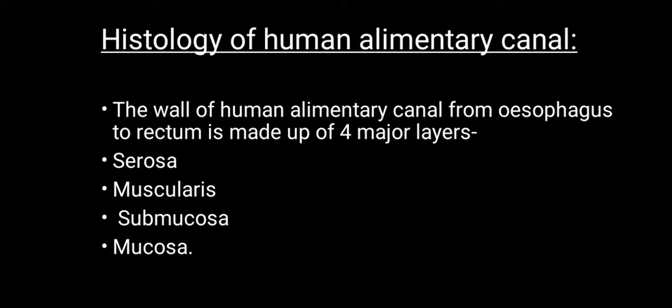The wall of the human alimentary canal, starting from the esophagus to the rectum, is made up of four major layers. They are serosa, muscularis, submucosa, and mucosa.